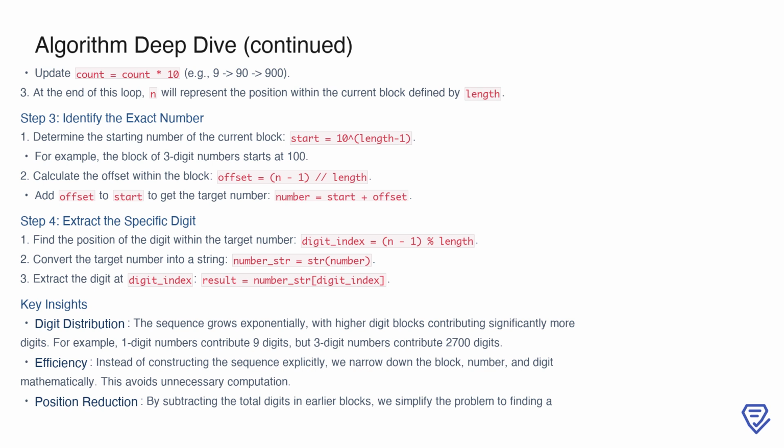At this point, we calculate the starting number of the block, which is determined by the formula 10 raised to the power of the digit length minus 1. For instance, the block of three-digit numbers begins at 100. Next, we compute the offset within the block by dividing the adjusted n-1 by the digit length. Adding this offset to the starting number gives us the exact number that contains the nth digit. This process allows us to efficiently locate the specific number without having to generate the entire sequence up to n.